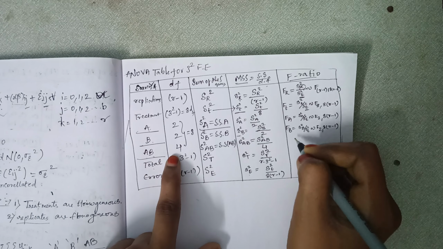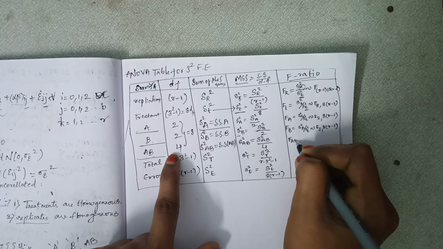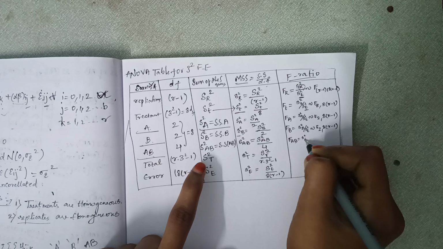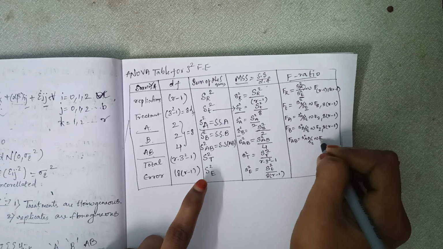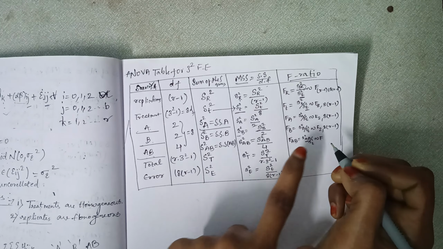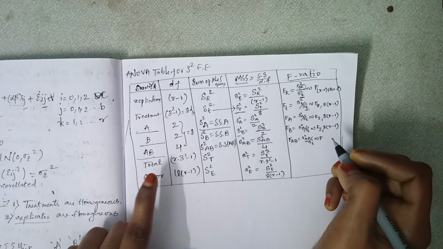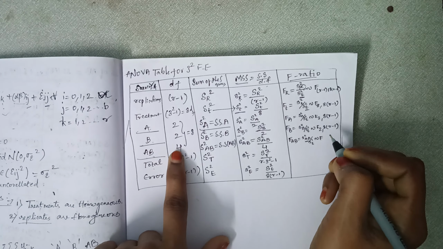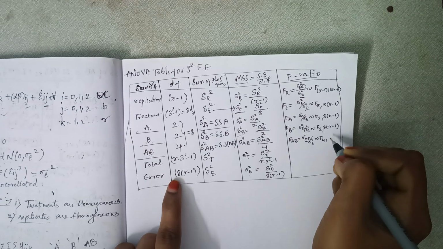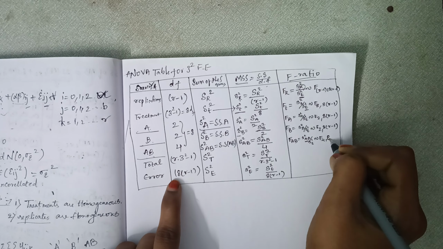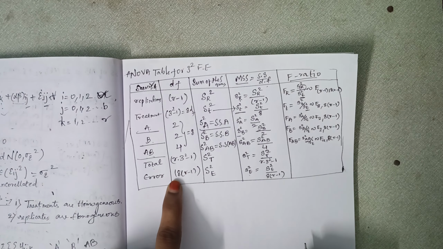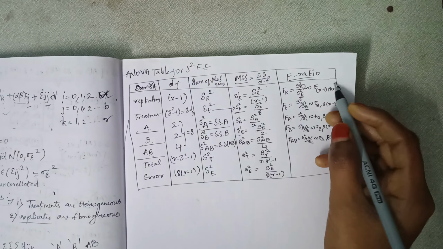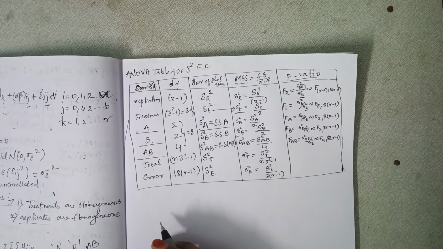And again here AB. F of AB, that is s square AB by s square e. It follows the F ratio. Here we are calculating the F ratio for the interaction effect. Interaction effect degrees of freedom is 4, comma, error degrees of freedom 8 into r minus 1. In this way, we need to calculate the F ratio. And this is the ANOVA table.